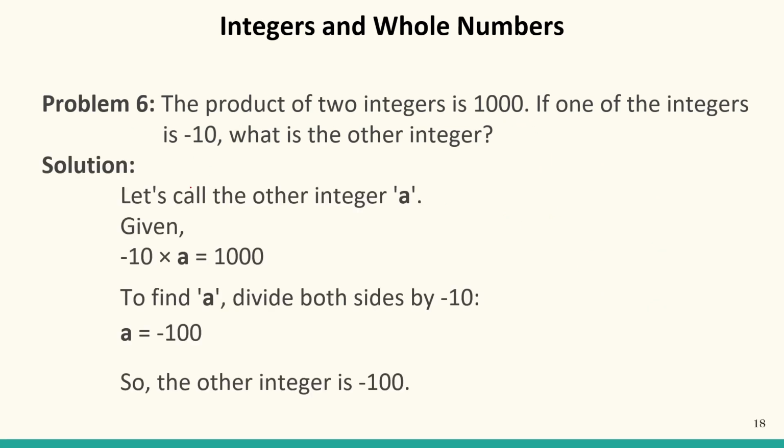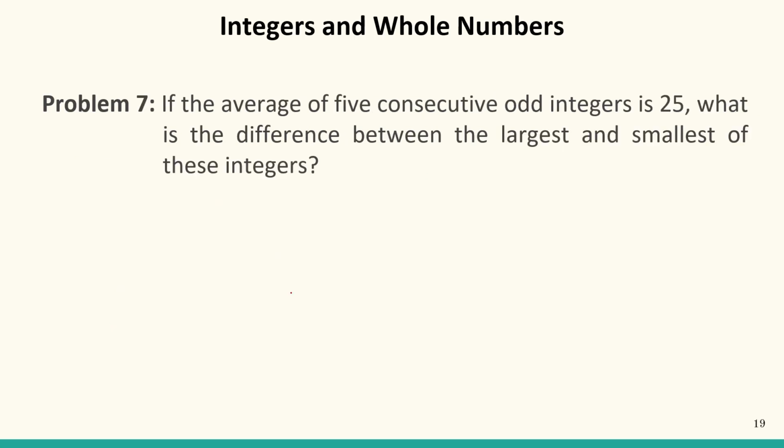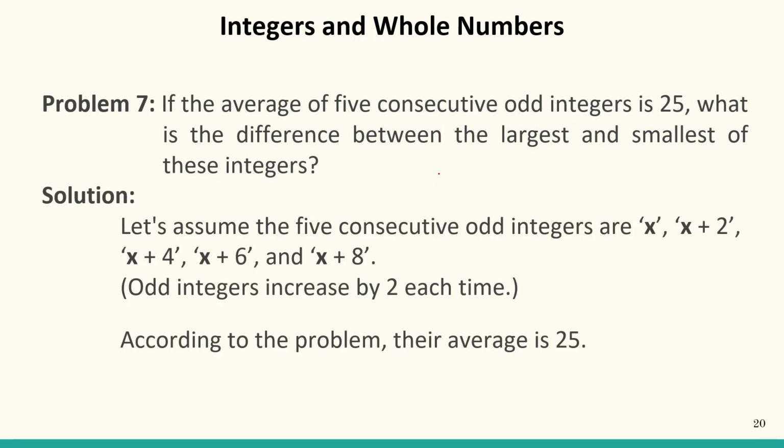So let's see the step-by-step solution. So let's call the other integer as a, given that minus 10a is equal to 1000. So to find a, divide both the sides by minus 10. So a will be equal to minus 100. So here another approach is mentioned, but they both give the same result. So the other integer is minus 100.